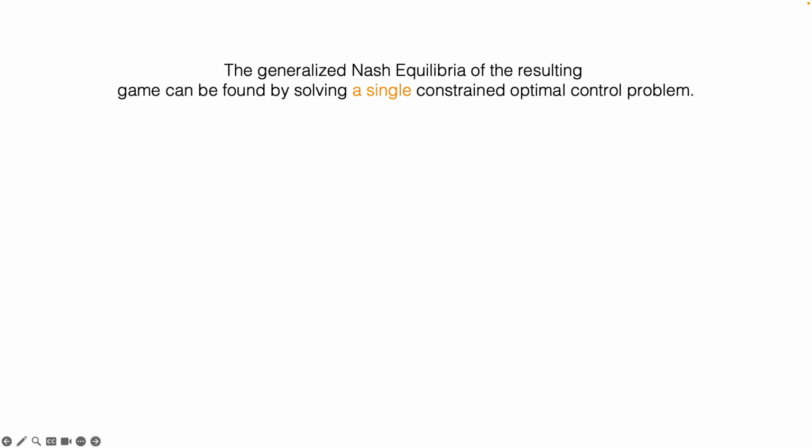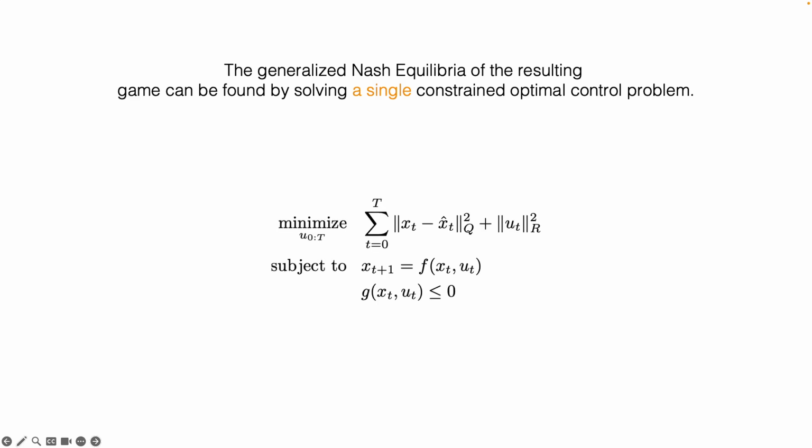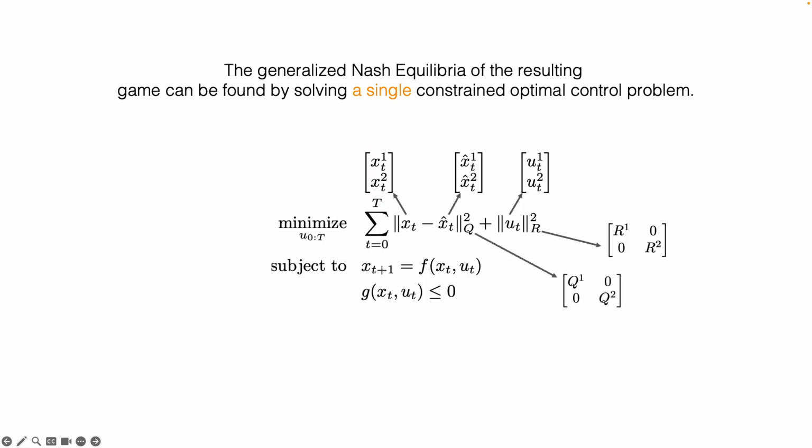The generalized Nash equilibria of the resulting game can be found by solving a single constrained optimal control problem for constrained potential dynamic games. Here, x is the joint state for both agents, x hat is the joint reference trajectory for both agents, u is the joint controls for both agents, R is the block diagonal of R_i's, and Q is the block diagonal of Q_i's.